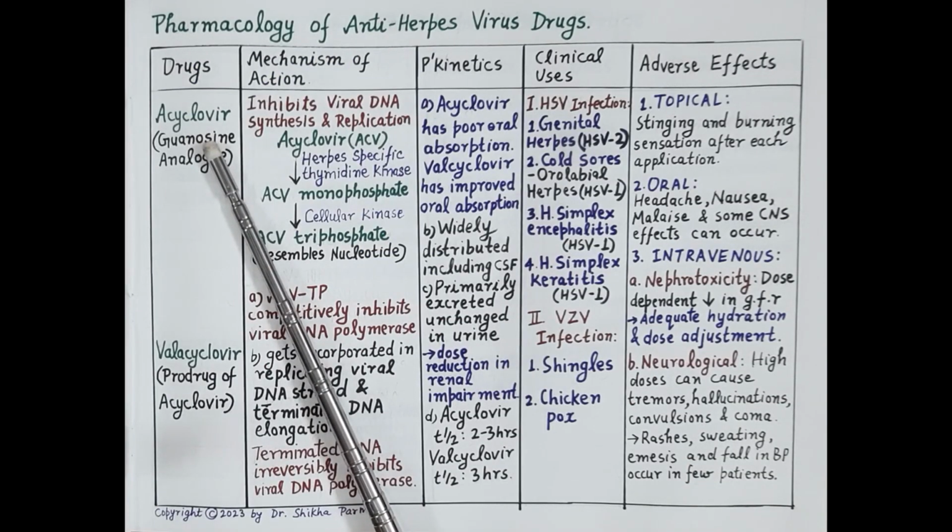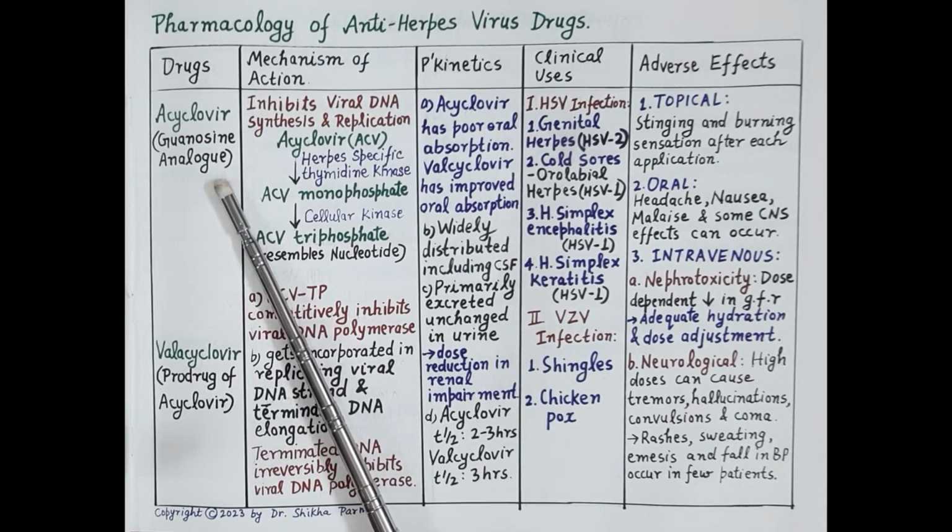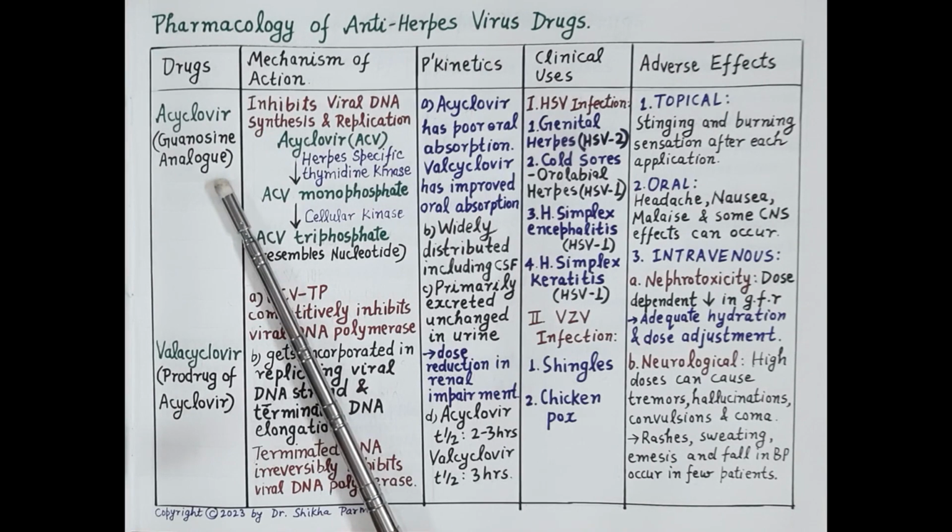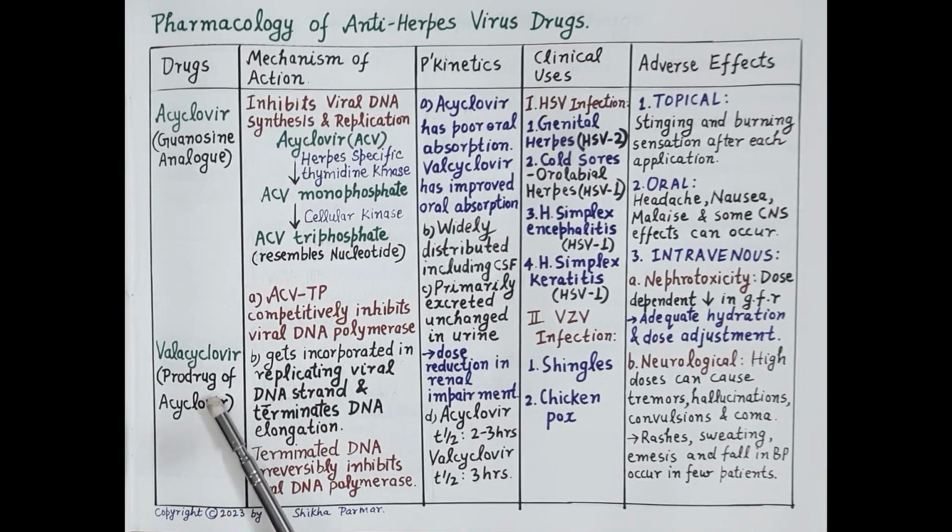Now, another very important drug is Acyclovir. Acyclovir is a guanosine analog. So, the structure of Acyclovir is similar to guanosine. Guanosine is a nucleoside that is made up of sugar and guanine base. If phosphate is added to guanosine, it will become a nucleotide. Now, Valacyclovir is a prodrug of Acyclovir. That means Valacyclovir is metabolized to release Acyclovir in the body.